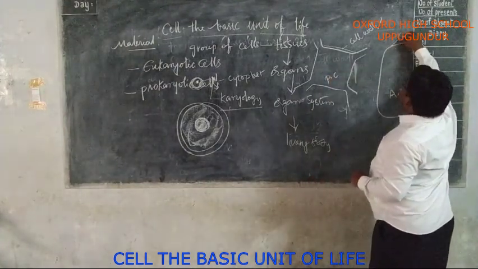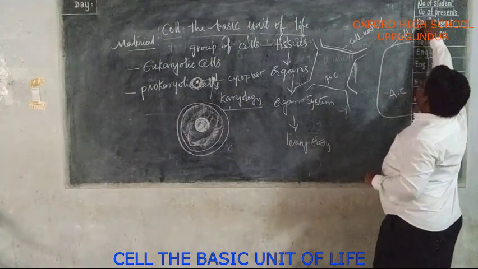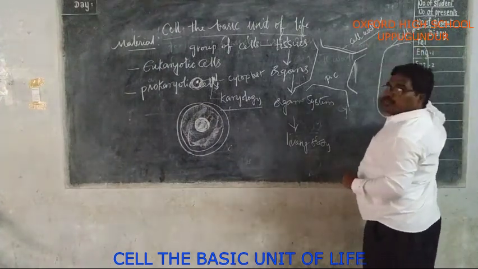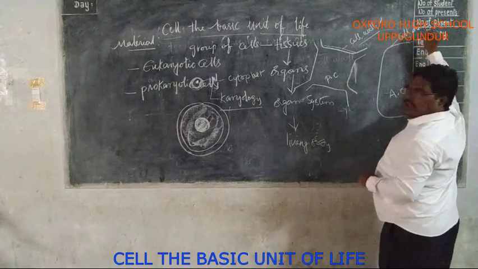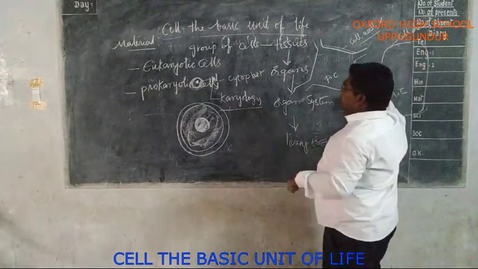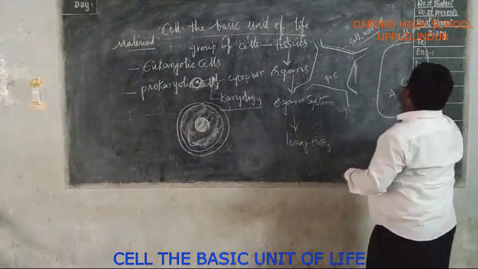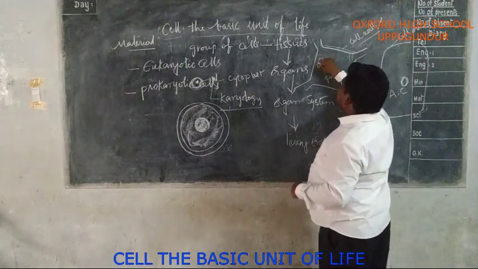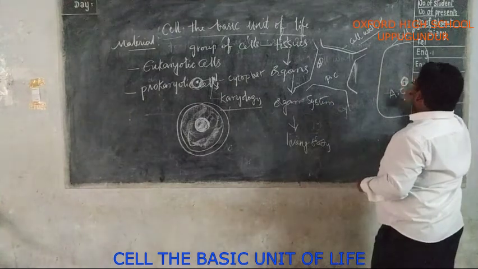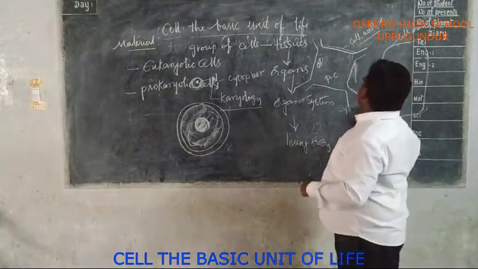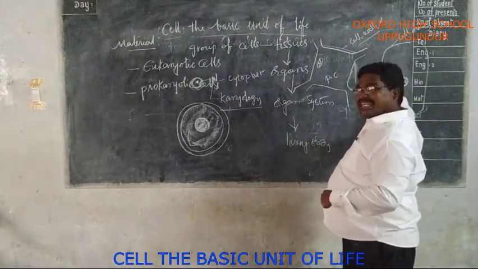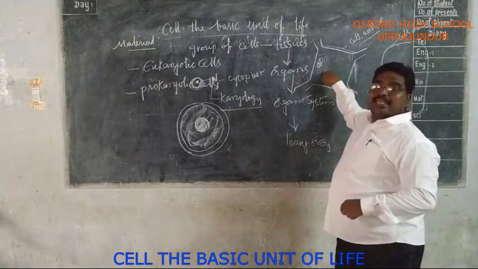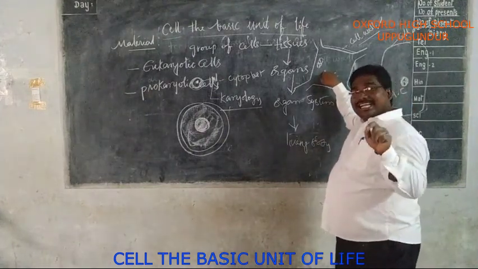Here in the animal cell, the cell membrane is the outermost layer. In the plant cell, the cell wall is present. Here, the cell wall is absent. And another difference: the nucleus is present at the center of the animal cell, but in the plant cell the nucleus is present aside from the center. So, two differences we found here.